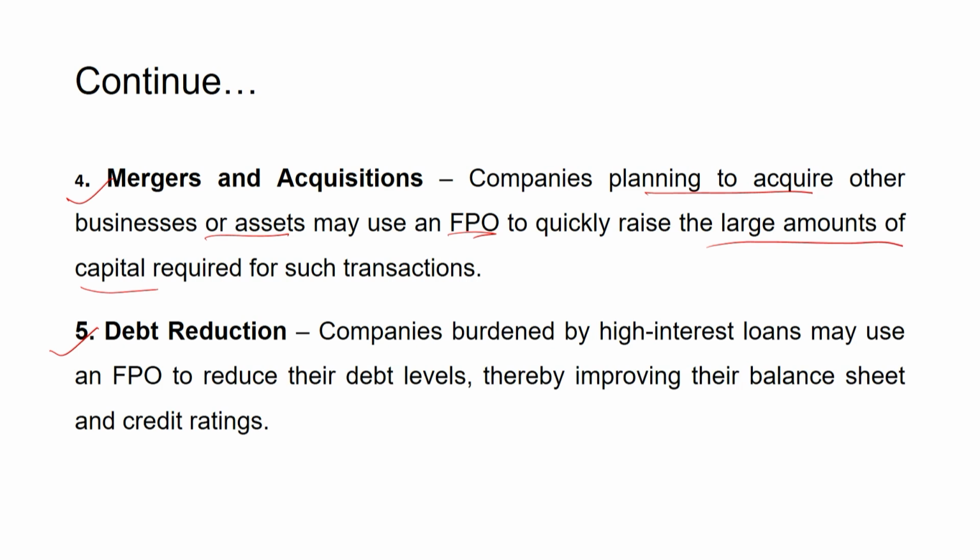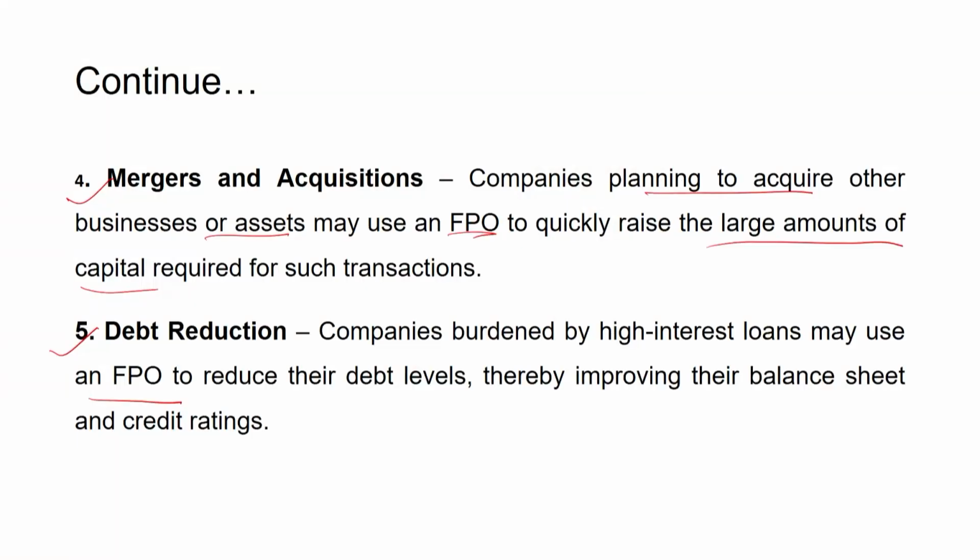Next is debt reduction. Companies that are burdened with a high interest loan and are not capable of fulfilling the requirements related to the payment of interest and payment of the principal amount at the maturity of the loan period can use FPOs to reduce their debt levels. So, they can thereby improve their balance sheet and credit rating with the help of launching FPOs into the market. So, these are the various benefits of the FPO. By raising funds with the help of FPOs, the companies and the investors may have these benefits.